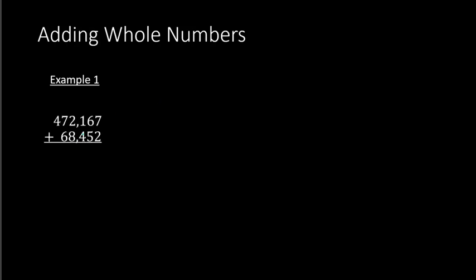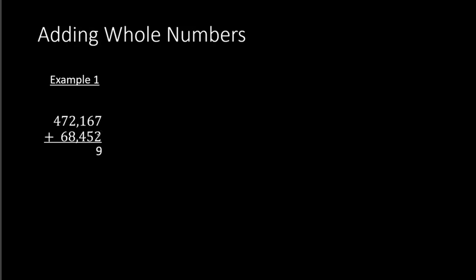Here we have 472,167 plus 68,452. Now, first thing is when you set up the problem, if it's not already set up for you, make sure that everything is lined up. So like here, notice we have the ones column, and then the tens column, and hundreds, thousands, 10,000s, and then 100,000s. All right, so make sure everything is lined up, because when we add, we are going to be adding each individual column. So beginning with the ones column, we would add 7 plus 2 to get 9.